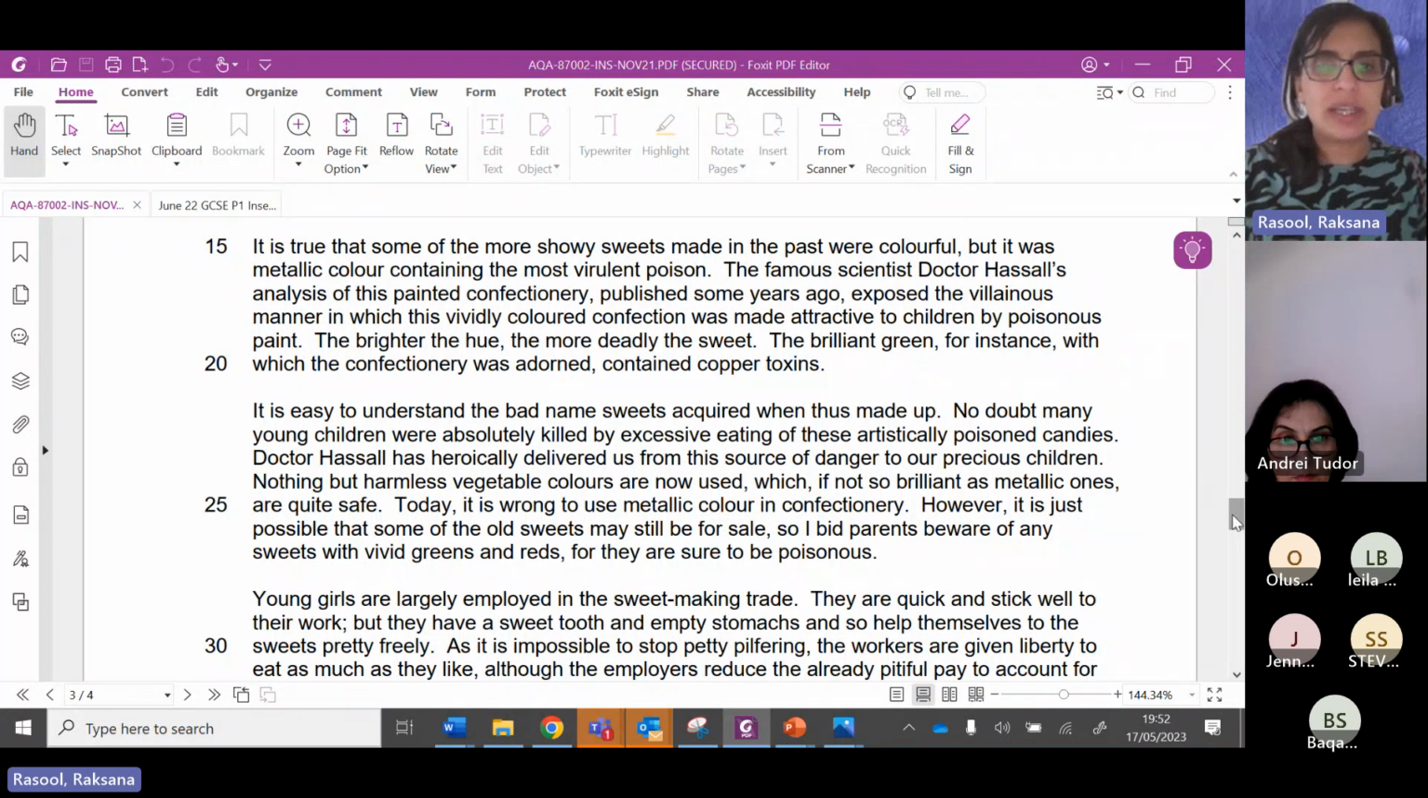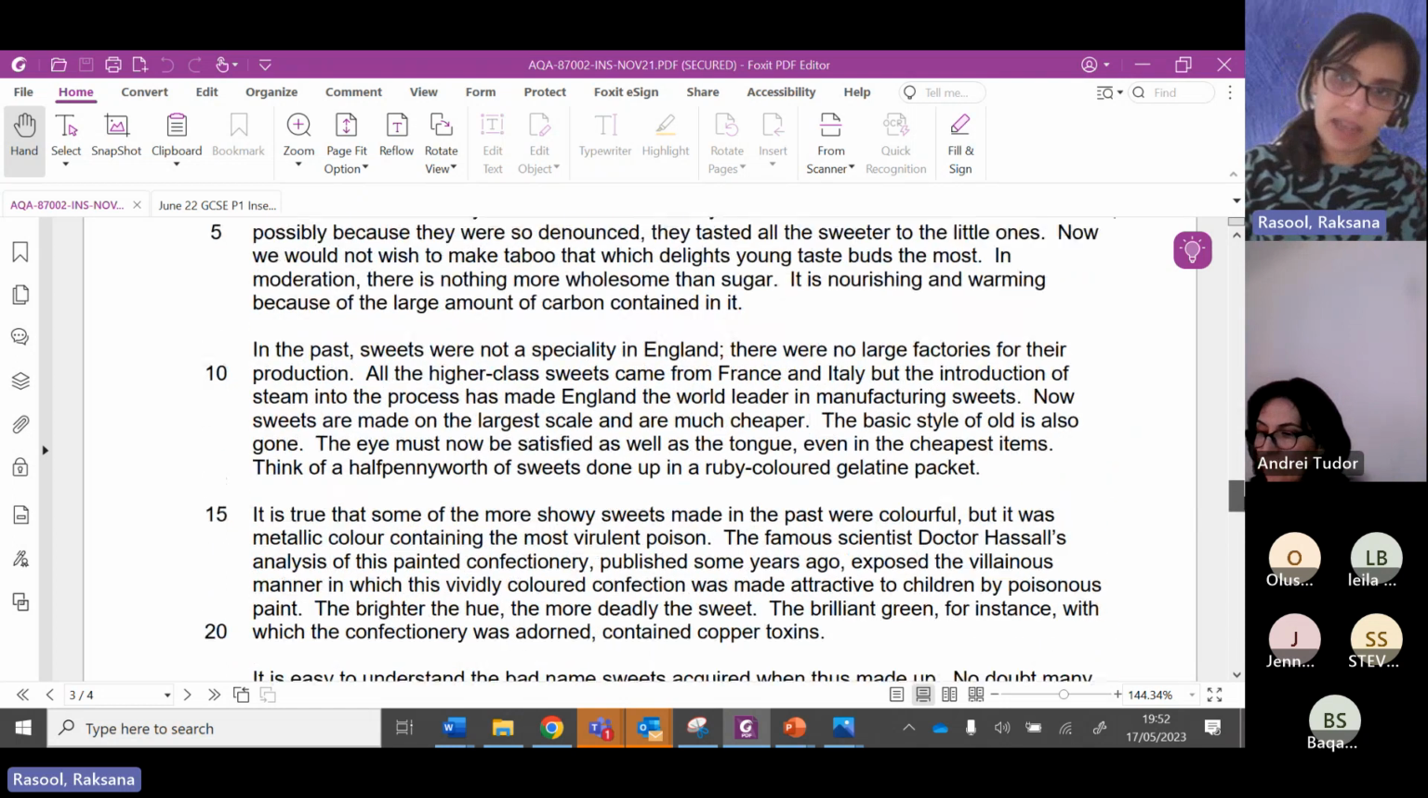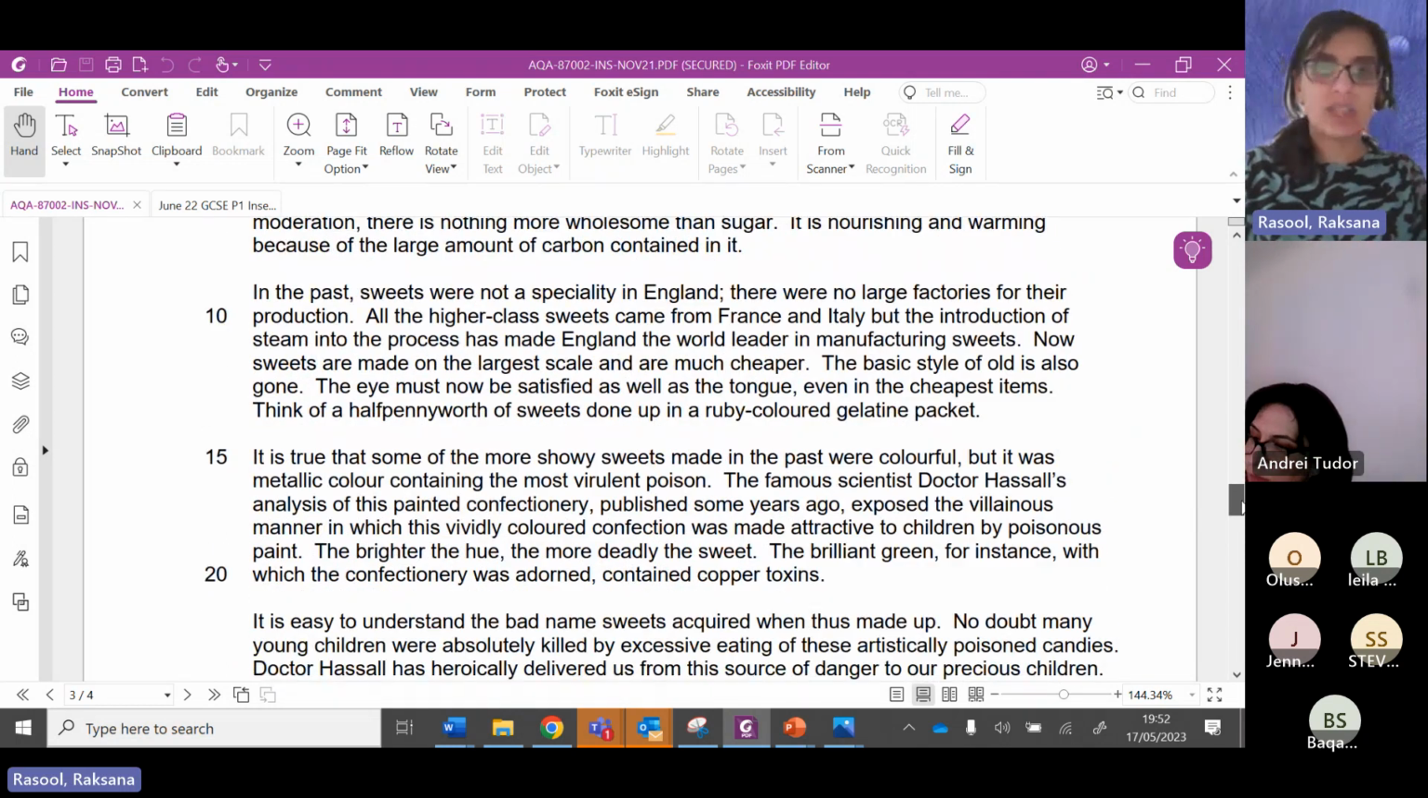Okay, and you can see that the biography we read had you and we in it. This one has got I. I bid parents. Okay, now moving on from the dangers of sweets being made in factories, the dangers of sweets in the past. Now we come to children.